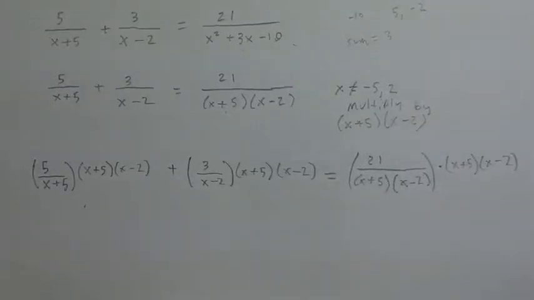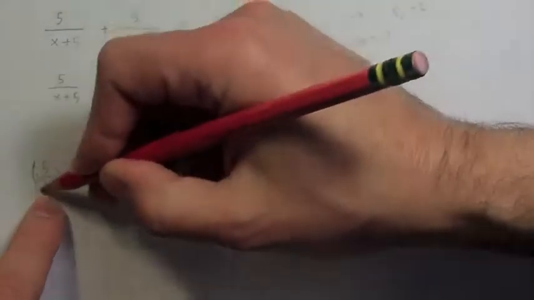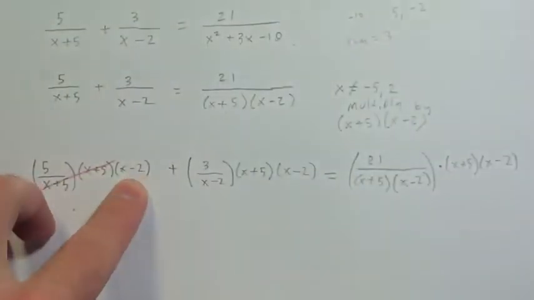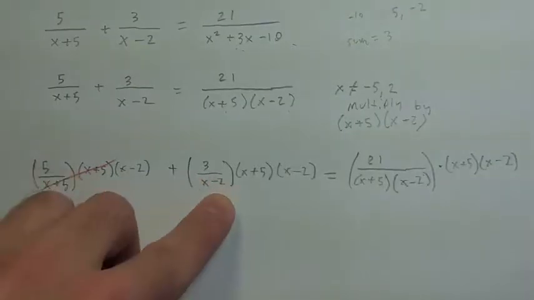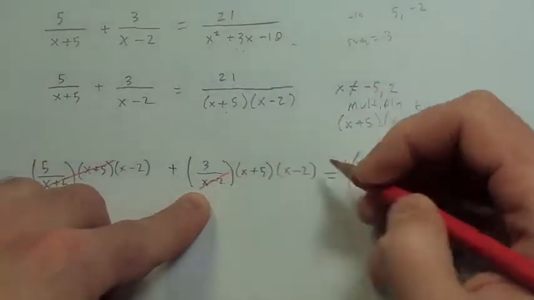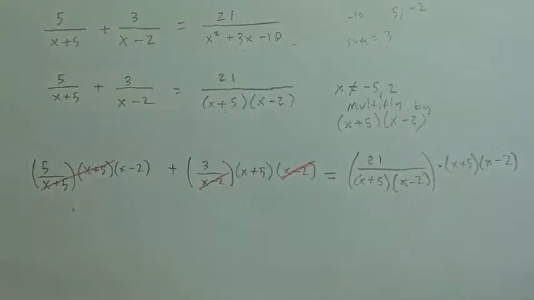Now, we're going to go through and just cancel everything like we did before. It's a little more complicated, but not by much. Just consider each of these like little separate blocks. And here, the x plus 5's cancel. And we're left with an x minus 2 and a 5. Okay. Here, the x minus 2's cancel. So x minus 2, x minus 2. And we're left with an x plus 5 and a 3.